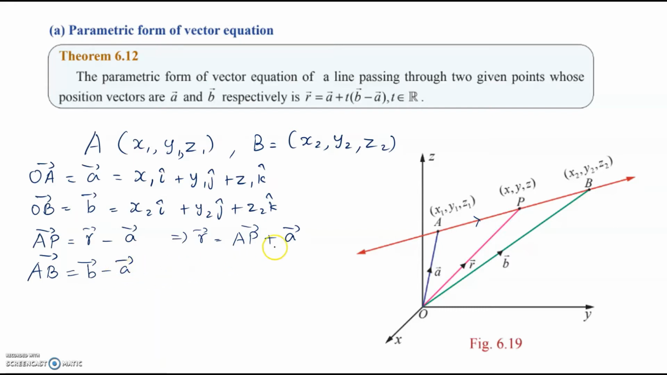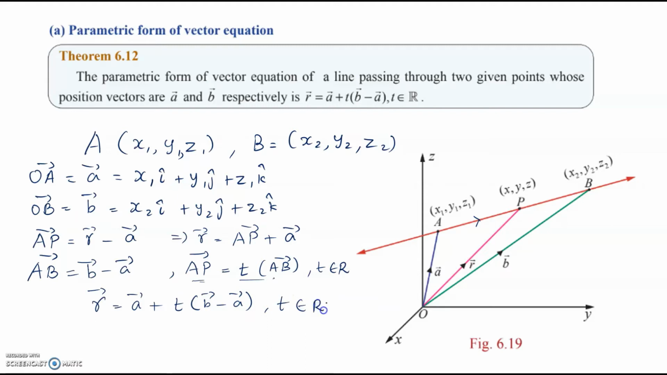And since our vectors AP and AB are parallel, we can write AP vector as a multiple of AB vector, t times AB vector, where t is a scalar, or t belongs to R. Now, replacing this t AB here, and further substituting the value of AB vector from here, you can say vector R is equal to vector A plus t times B minus A vector, where t belongs to R. So hence the proof of how this can be expressed in this form.